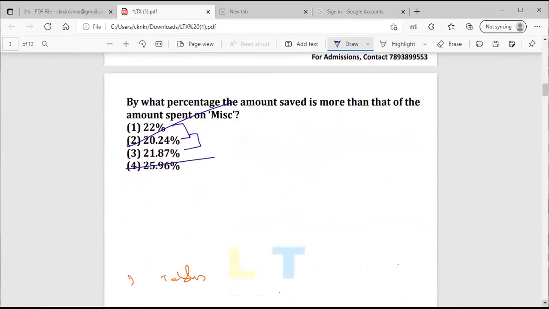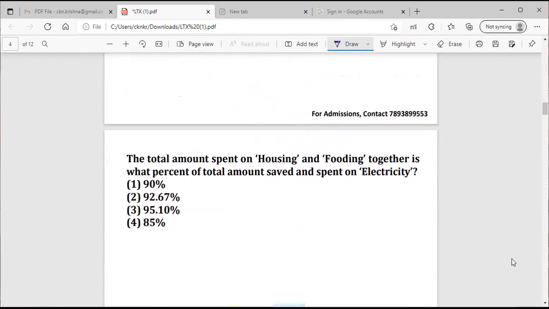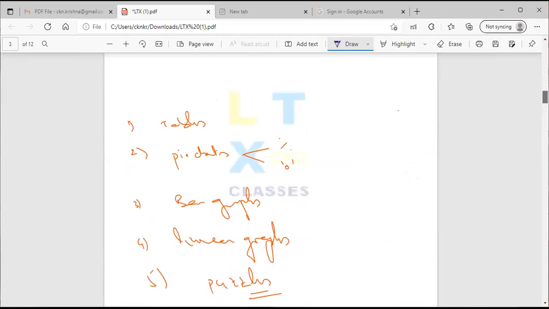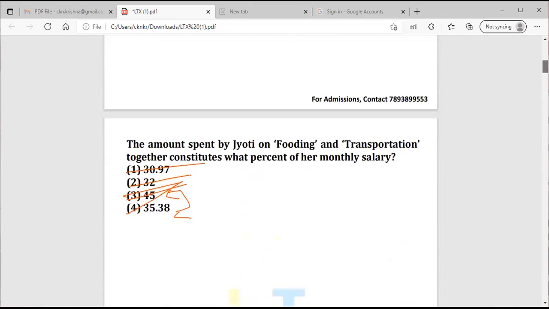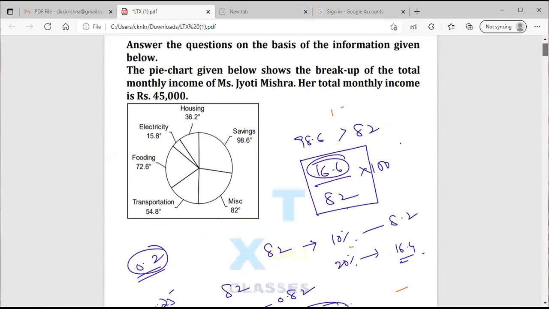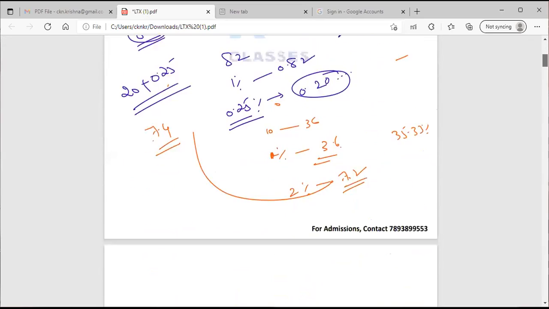Let me go to the third question. Total amount spent on housing and fooding together is what percent of the total amount saved and spent on electricity? Saving plus electricity, housing plus fooding is what? Let me just pick the numbers. Housing 36.2, fooding 72.6.